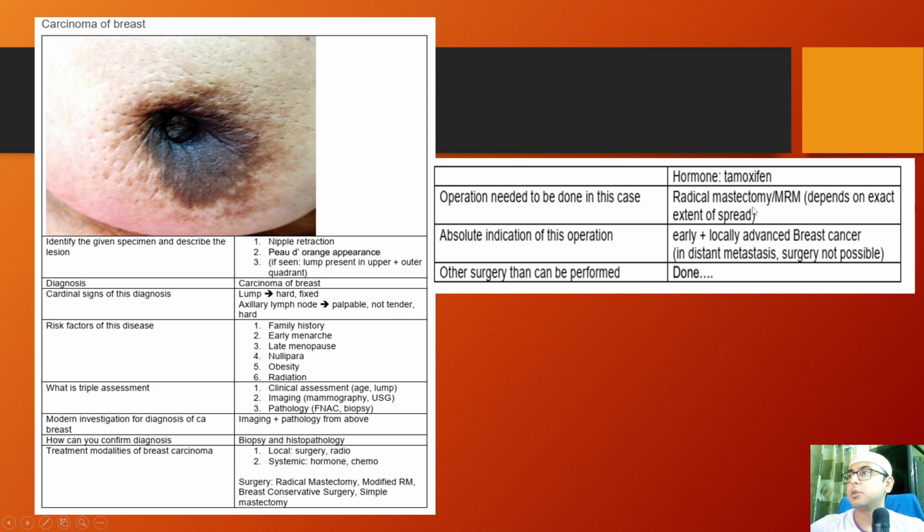So that is all the operations, that is MRM or modified radical mastectomy, and tamoxifen for hormone-sensitive tumor. If it is a receptor-positive tumor, in that case tamoxifen can be given. Or in locally advanced breast cancer with distant metastasis where surgery is not possible, in that case radiotherapy or chemotherapy can be used.